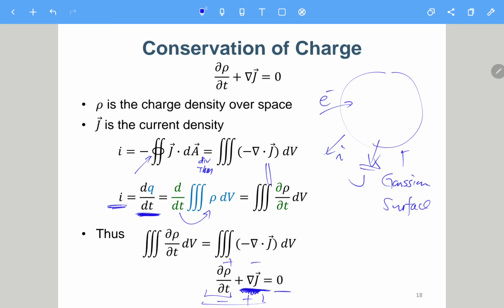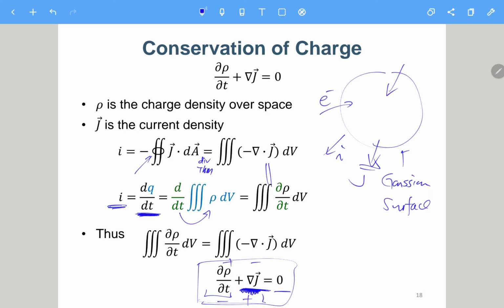This is the so-called conservation of charge, which means that if the charge density inside this region is increasing, there must be some current flowing into this area, and vice versa. So we can call this one the conservation of charge.